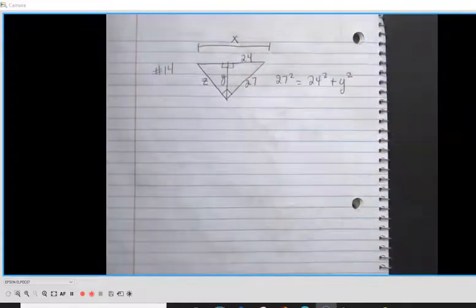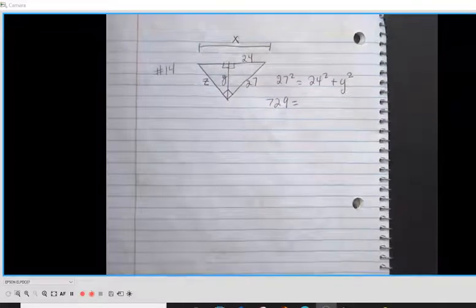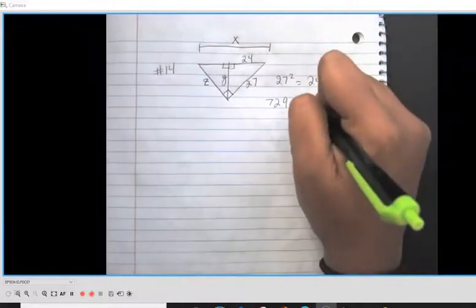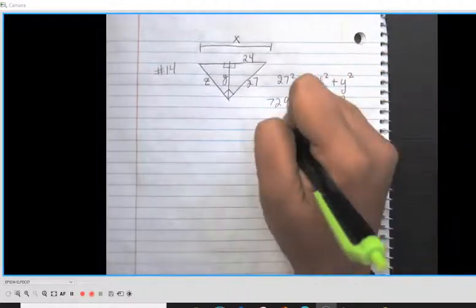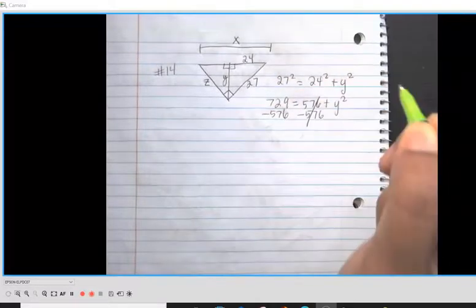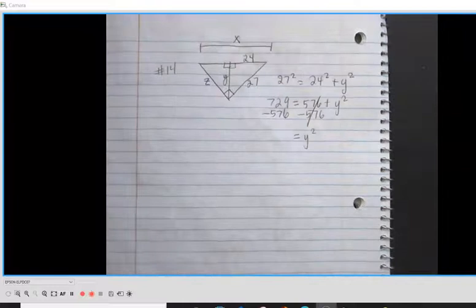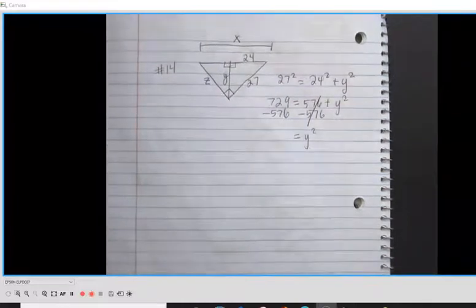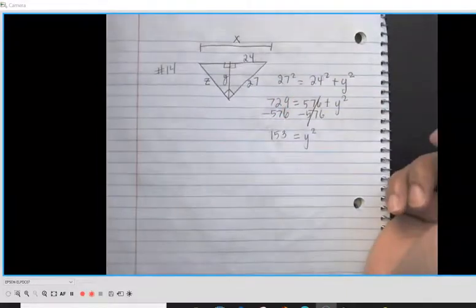Now when I do 27 times 27, I get 729 equals, and then on my calculator, 24 times 24, which is 576, plus y squared. Now I'm going to move away the 576 because I'm trying to get y by itself, but it's still y squared. When I subtract 729 minus 576, I get 153, which I already know is a prime number.